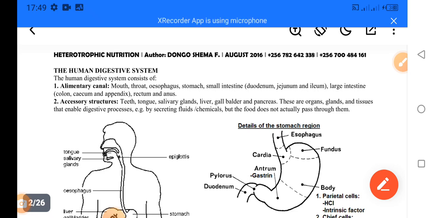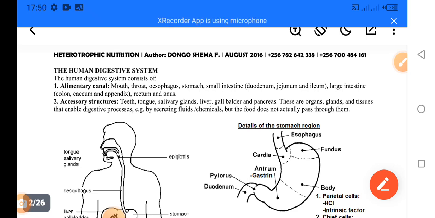And when they talk about accessory structures, these are structures that enable the digestive processes to occur smoothly. You get? That's what is called the accessory structure. It's like a helper. Here we have the teeth, the tongue, the salivary glands, the liver, the gallbladder, and the pancreas. So each of those plays a very important role, as we are going to see. These are organs, glands, and tissues that enable digestive processes by secreting fluids or chemicals, but the food does not actually pass through them. You get that, food cannot pass through these structures, but their role is by secreting fluids, for example the salivary glands, and the chemicals.